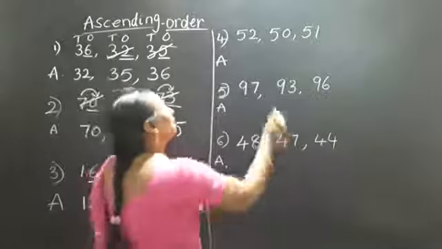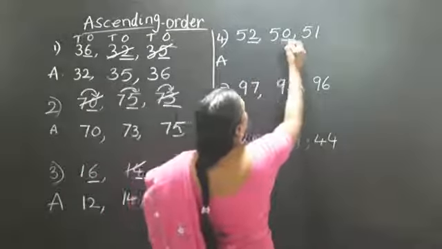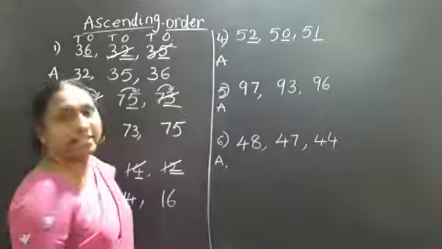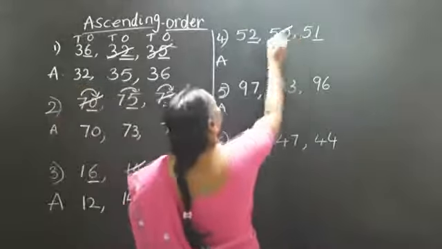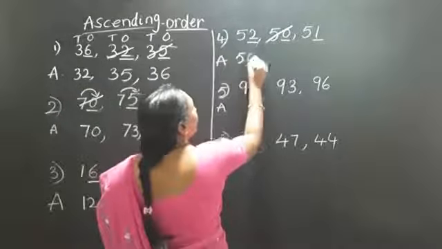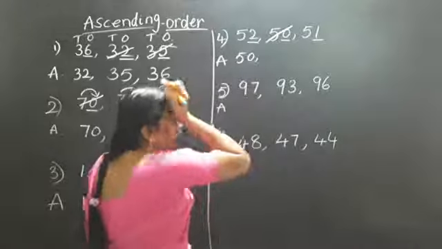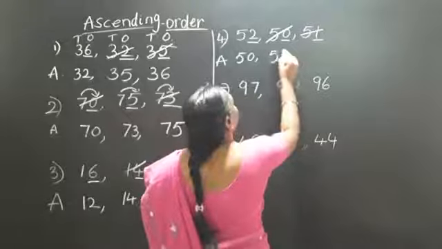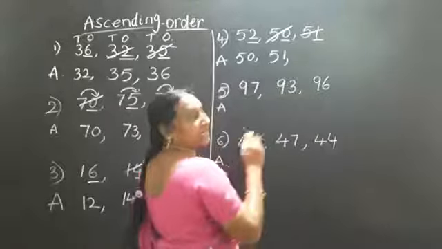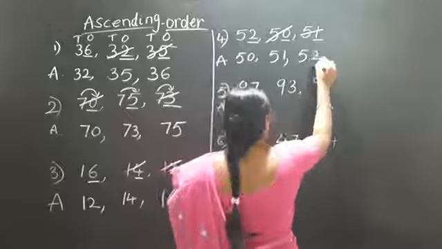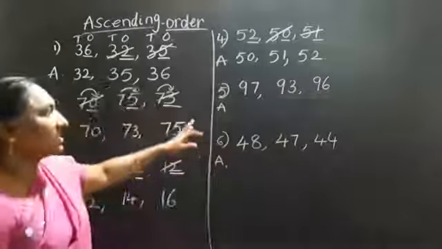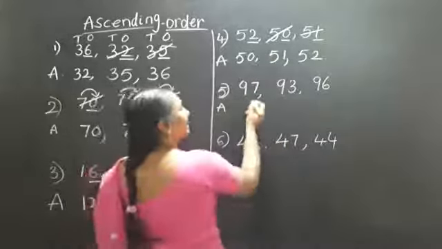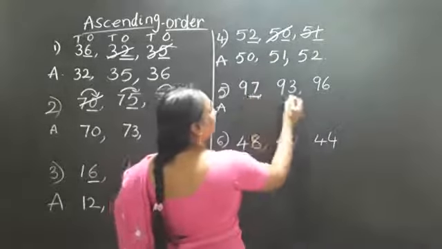Now here also the tenth place is same. Go to one's place. Underline the 2, underline the 0, underline the 1. In the one's place, is 0 there? Yes. Cut 50 right beside the margin. Then is 1 there? Yes. Cut 51 right beside 50. Remaining number is 52. Very good. Next, here also the tenth place is same. Go to one's place. Underline the one's place numbers. Underline the 7. Underline the 3.